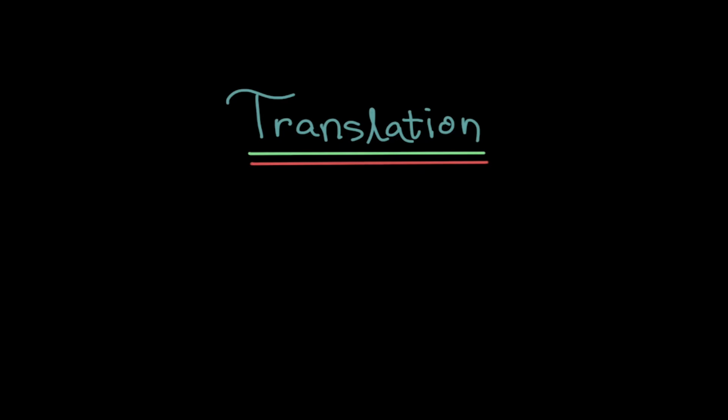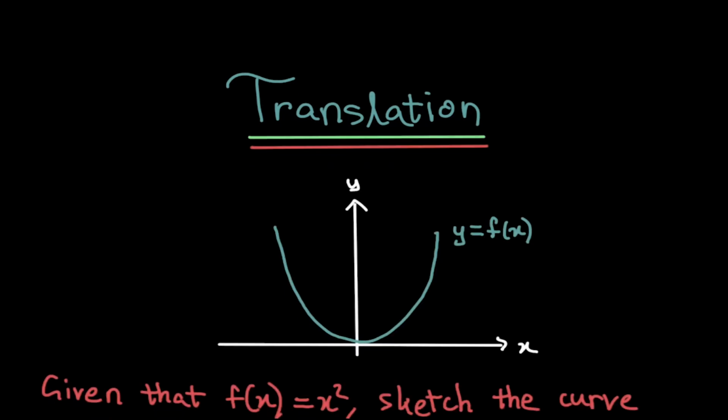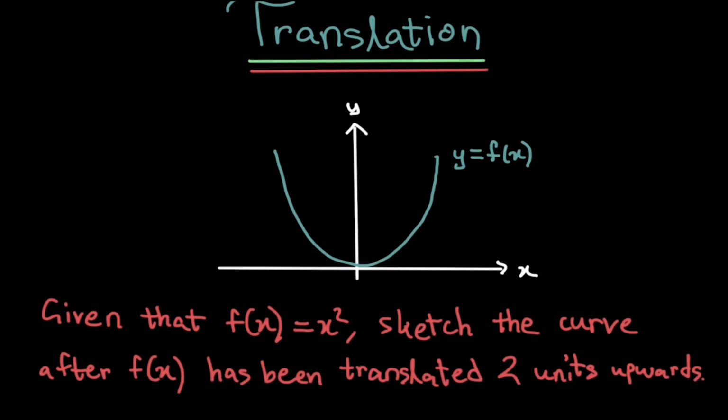Let's see an example now. Here is a diagram of the y equals f of x curve, where f of x equals x squared. The question asks it to be translated 2 units upwards. Right? If we want to do this, we could simply draw this curve. And this is the sketch of the translated curve. All right, so this is y equals x squared plus 2, right?